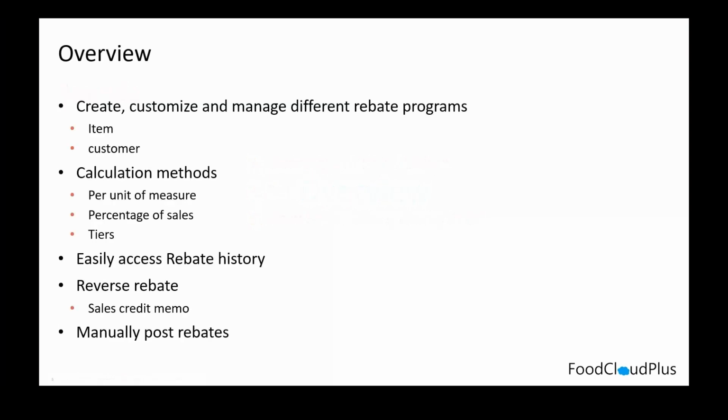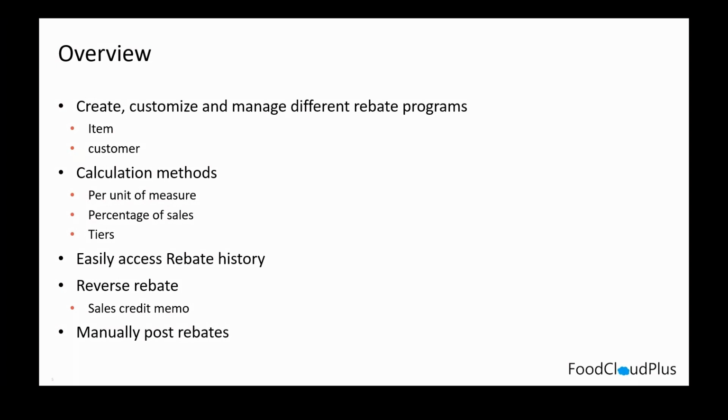The Sales Offers app allows users to enact effective marketing strategies, such as rebate initiatives, to attract customers, boost sales, and reward customer loyalty. You can create, customize, and manage different rebate programs based on the combination of items and customers, and you can enact different calculation types depending on the program. Rebates can be calculated on a per unit of measure basis. For example, you can create a rebate program that applies a rebate of 2 cases whenever 100 cases of the item sausage have been purchased.